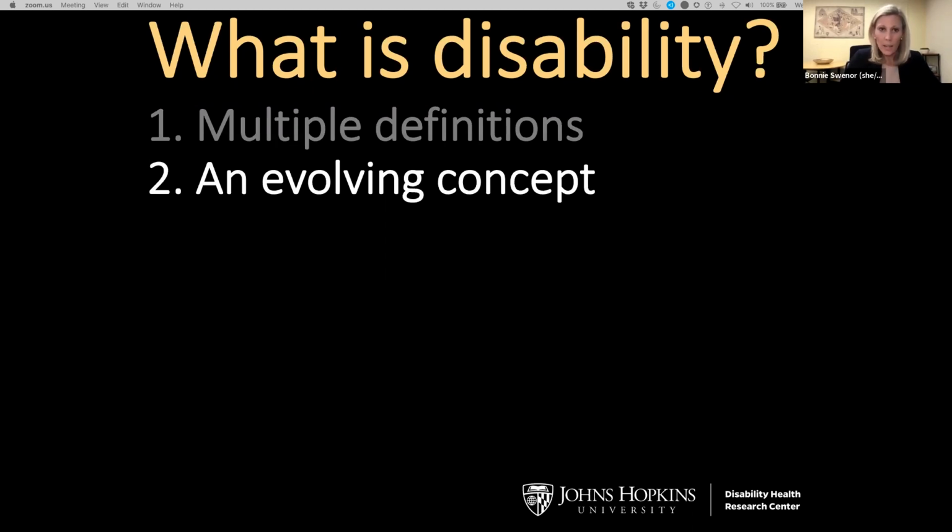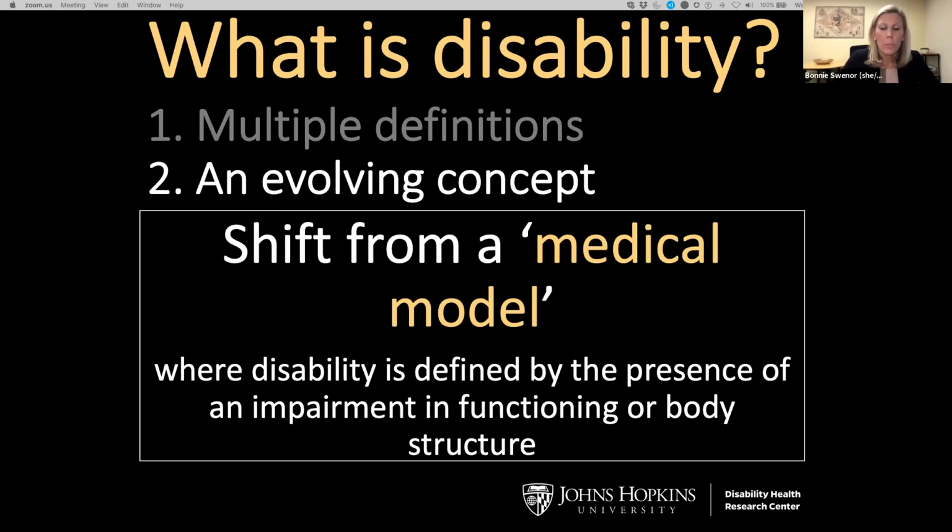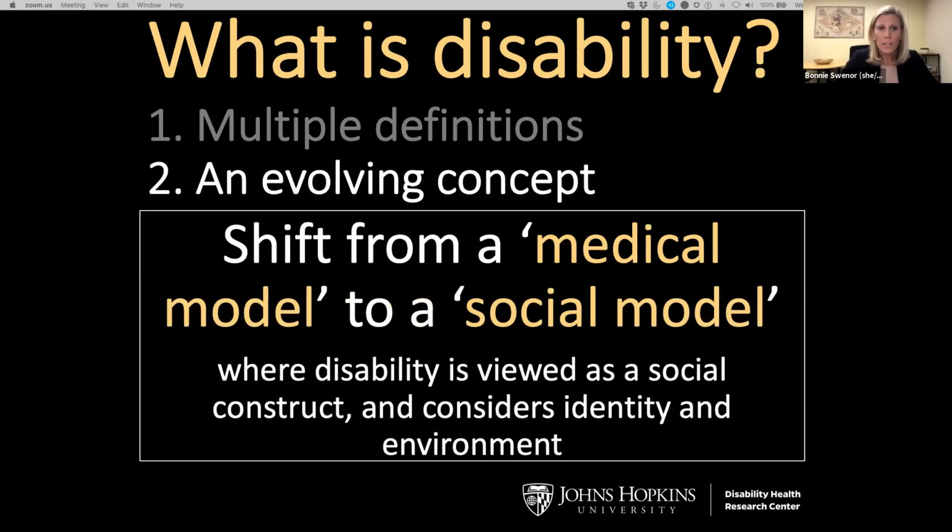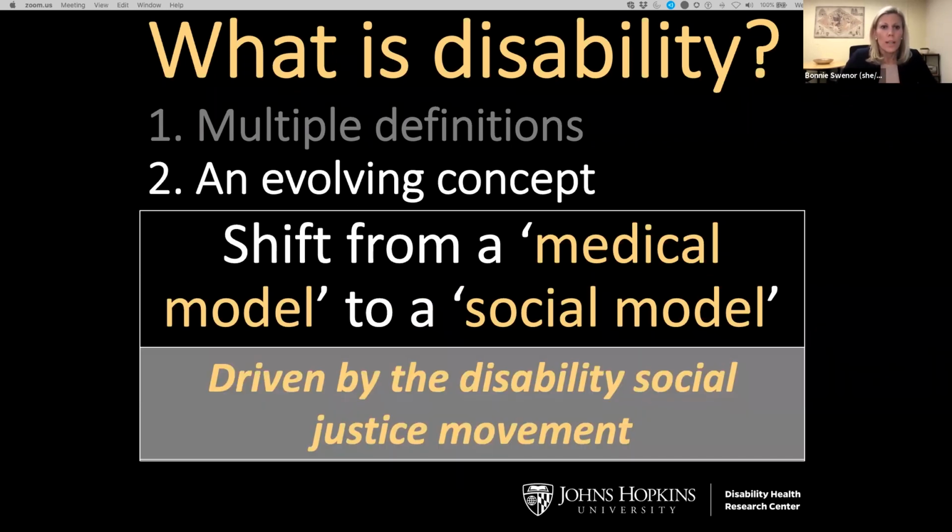that disability is and has been really an evolving concept. There is an important shift, particularly among the disability community, from a medical model, where disability is defined as the presence of an impairment in functioning or body structure, to a social model, where disability is viewed as a social construct. It considers the person's identity and the environment in which they live. So this shift has really been driven by the disability social justice movement. I want to pause here and make sure it's clear that there is a separation in disability rights and disability social justice. And the movement, the forefront really, is towards a social justice model and not just about rights. I'll come back to that again in a minute.